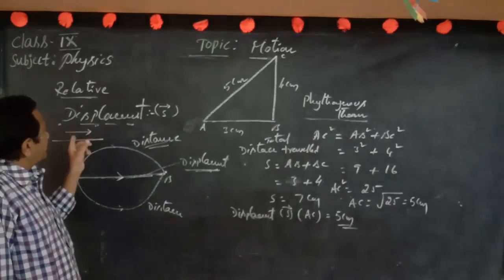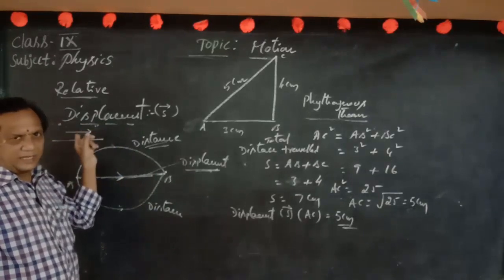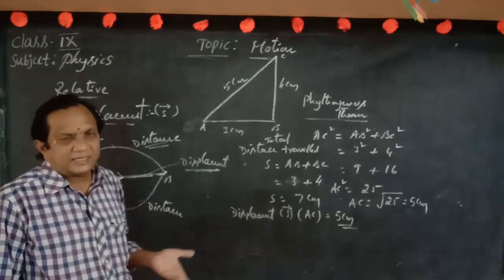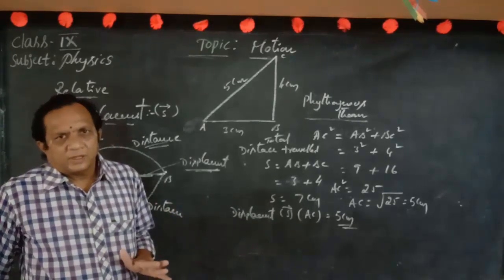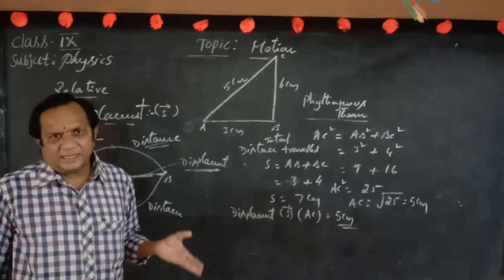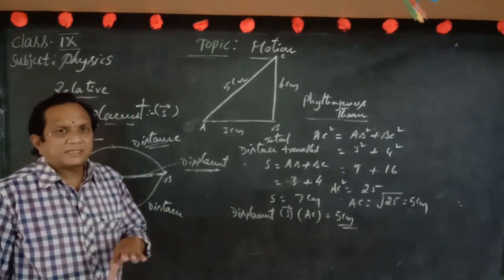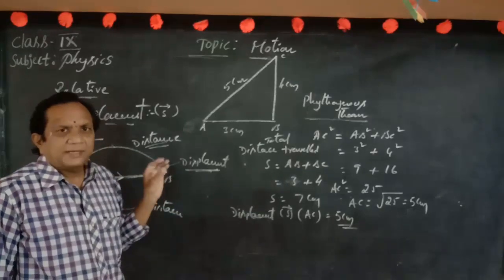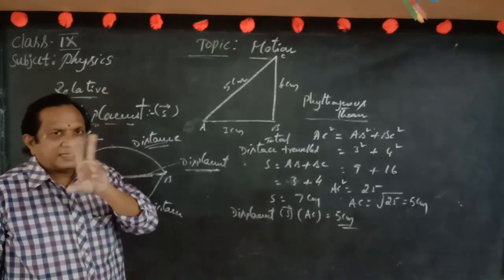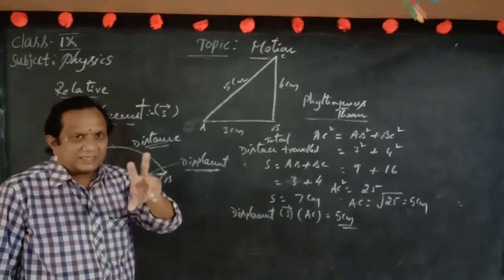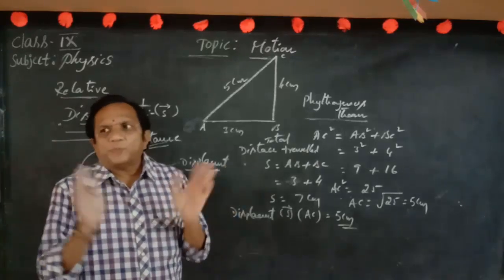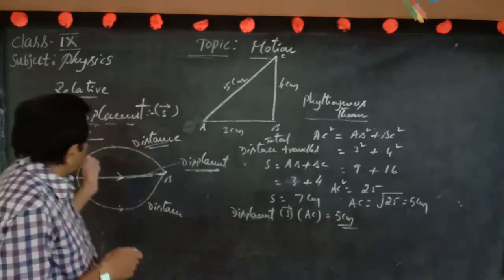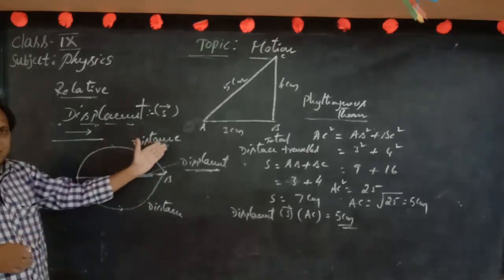It is denoted by an arrow. Displacement has a direction and magnitude. Both magnitude and direction it has. That's why it is a vector quantity. And units are similar to distance, that is meters or centimeters or kilometers. Understand? This is about the units. So here, understand the difference between distance and displacement. Distance means only traveling between two points, whatever the way chosen to reach the two points. That's the distance.